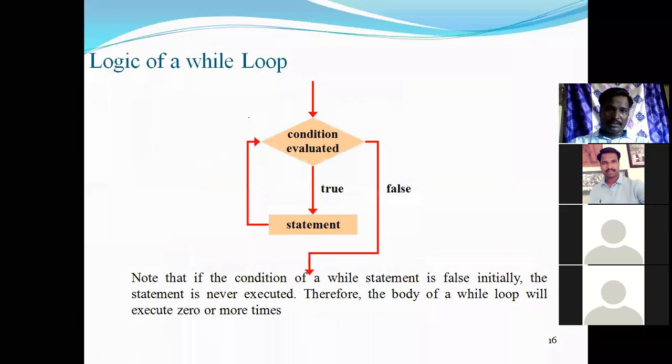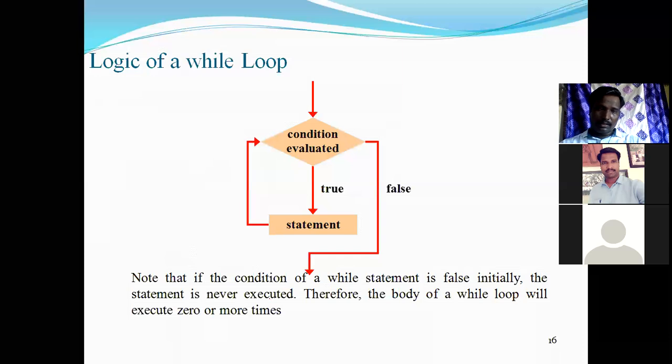If you're representing this in pictorial format, this is a condition, shown as a diamond shape, where the condition is checked. If it is true, this statement is executed. If it is false, then the control comes out of this block, and the next statement gets executed.